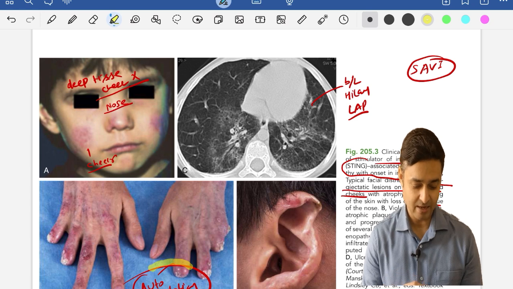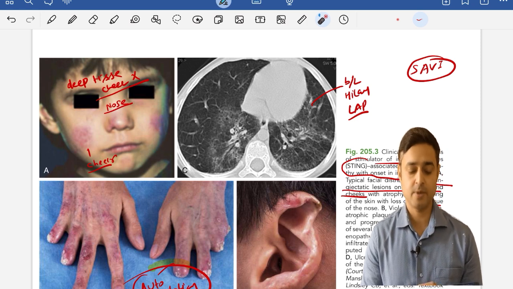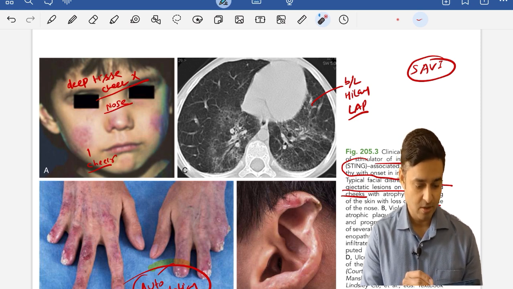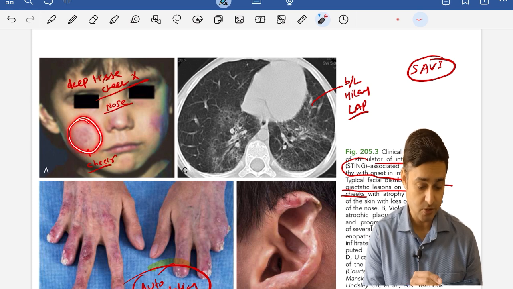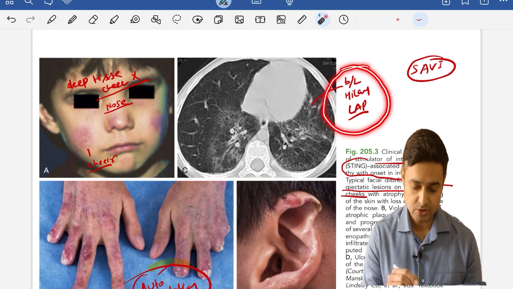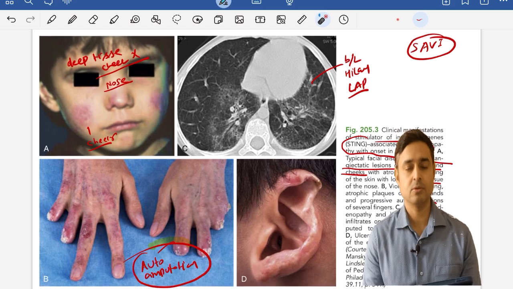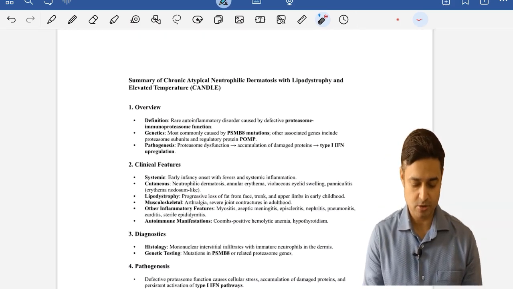So in SAVI, auto-amputation is a feature. Okay, so this can be asked as an image-based question. This is actually telangiectatic lesions on the cheeks because of deep tissue destruction. So this looks like destroyed tissue, and on chest CT bilateral hilar lymphadenopathy is there. Okay, so these can be asked as image-based questions.